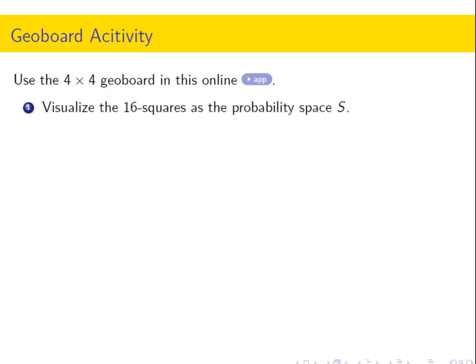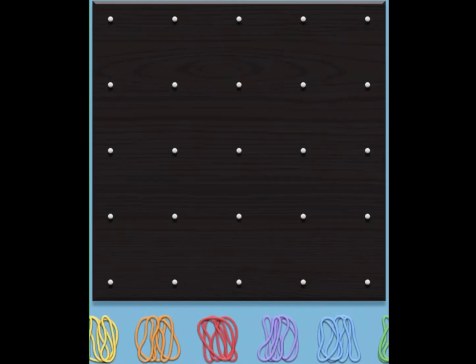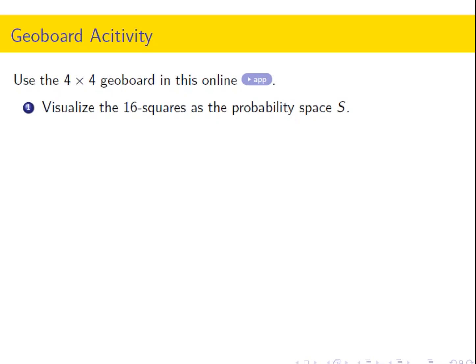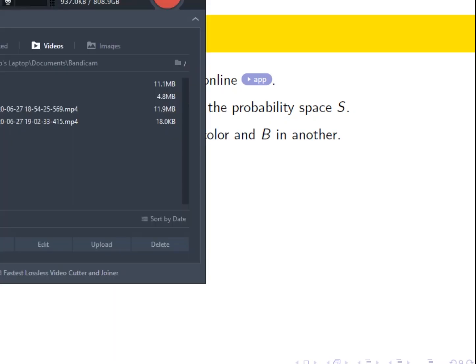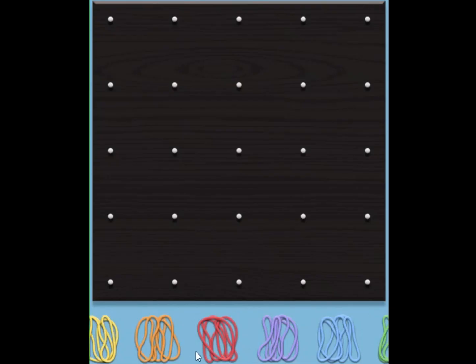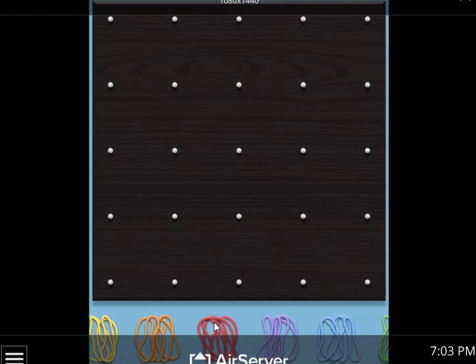So we are going to be looking at this geoboard. It looks like this. So we have a 16 square grid, right? A 4x4 grid. So there are 16 squares. And that's our probability space. And we're going to create an event set A. We're going to use these bands to create event sets. And I'm sorry, I'll have to do that once I get over to the iPad. You use these bands and you can create event sets.